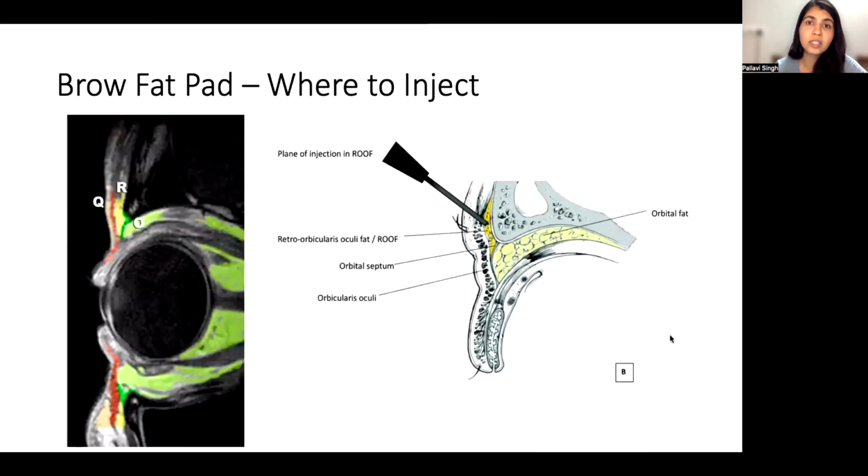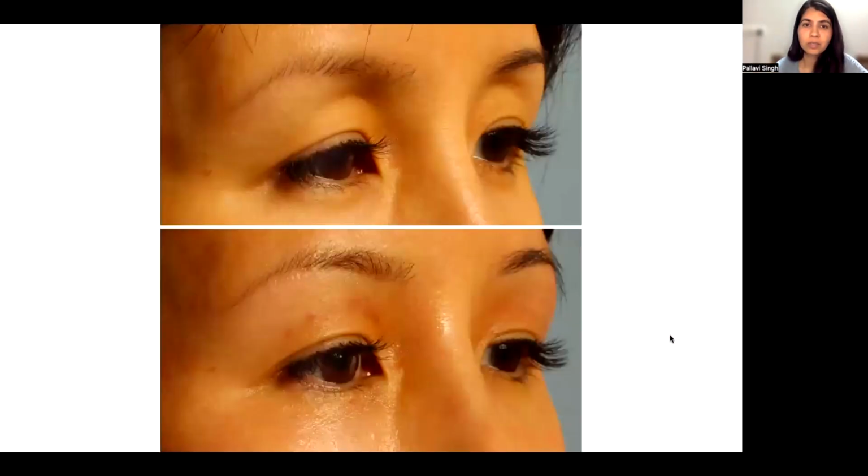Now, where to inject? You want to inject just below the orbicularis, where essentially the roof fat pad is. And I like to inject laterally because there are no major vessels in this area. Obviously, medially you want to be very careful because you have the supratrochlear and the supraorbital, the neurovascular bundle over there. So that's important to consider. But just kind of going laterally and filling right below the subcutaneous area in the roof fat gives you a really nice result.